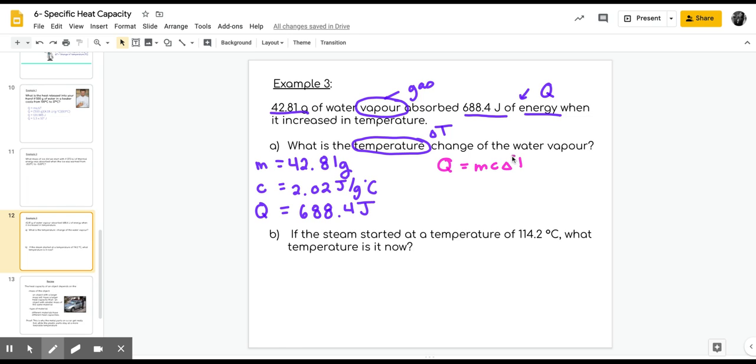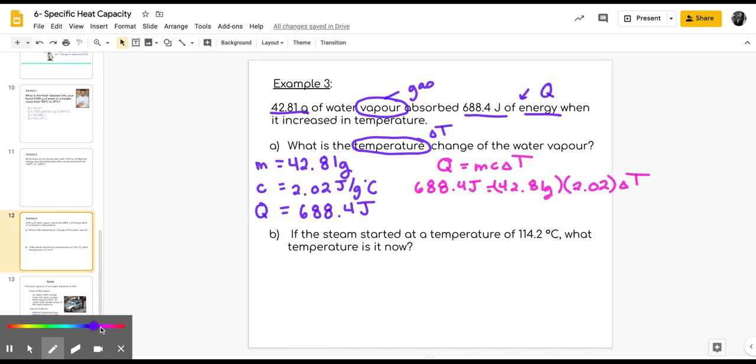Q equals mC delta T. Okay. I put in the information I know. So Q is 688.4 joules. M is 42.81 grams times 2.02. And I don't know delta T. So I am going to simplify, multiply these guys together, and that should give me 86.4762.